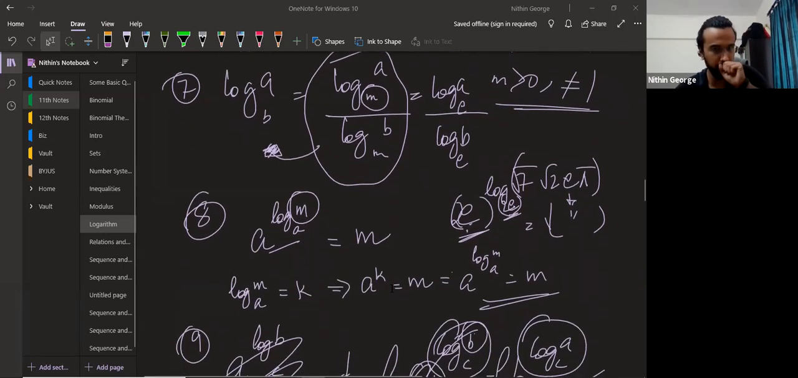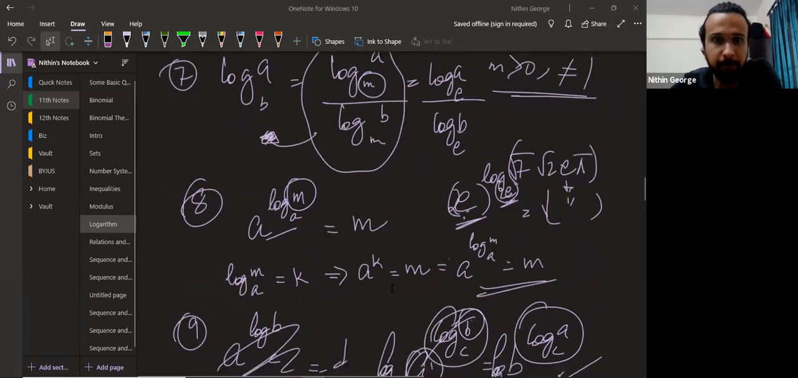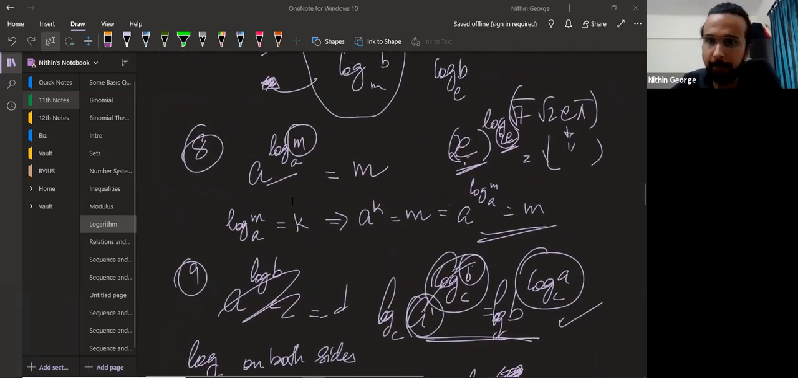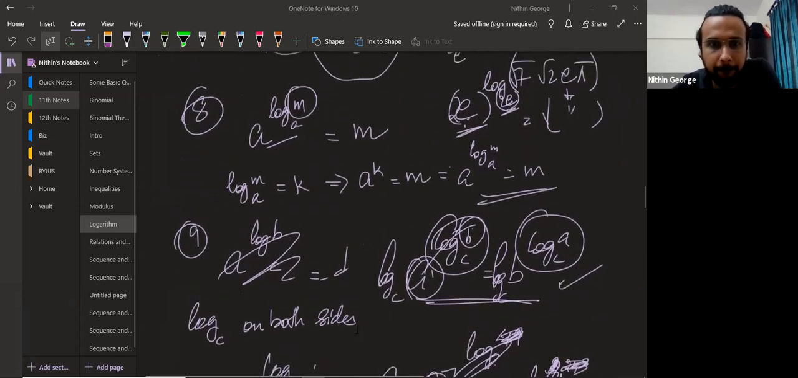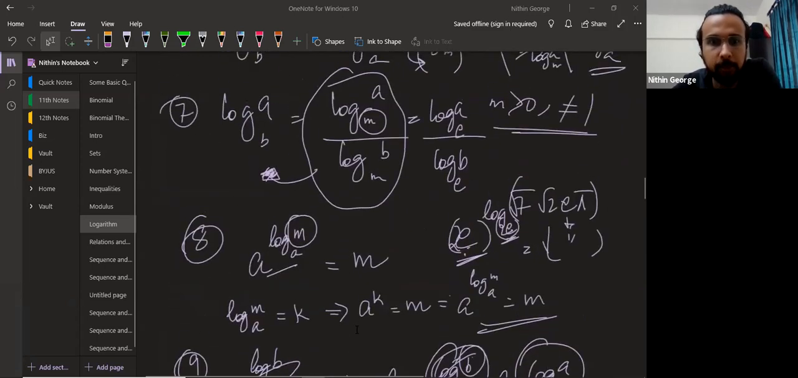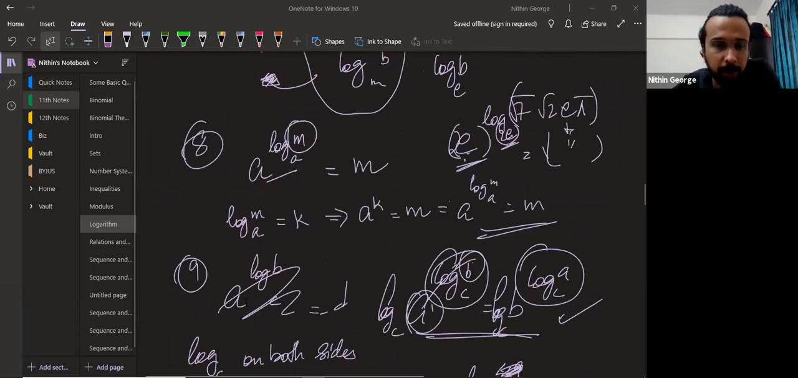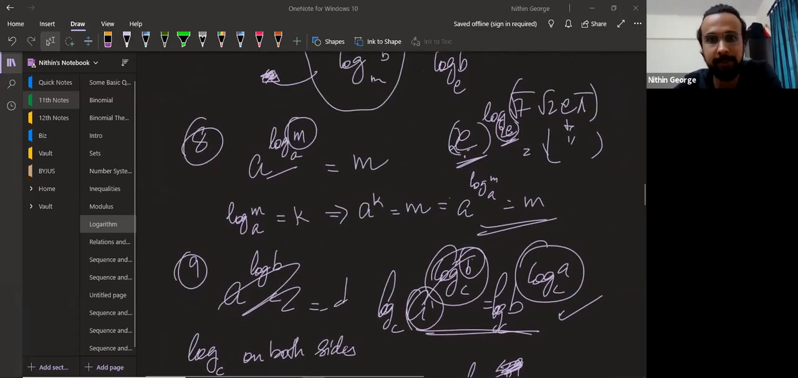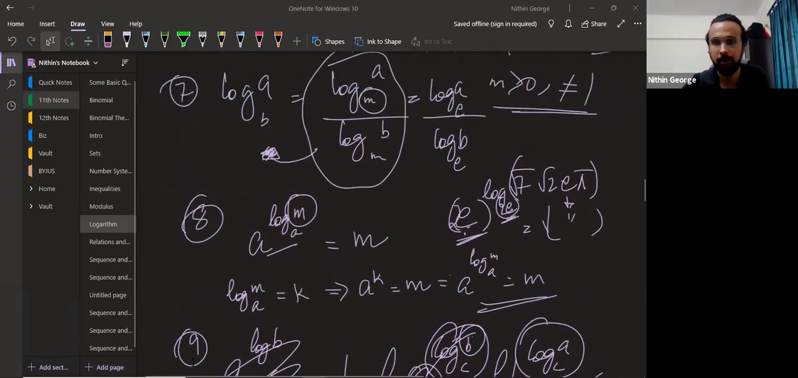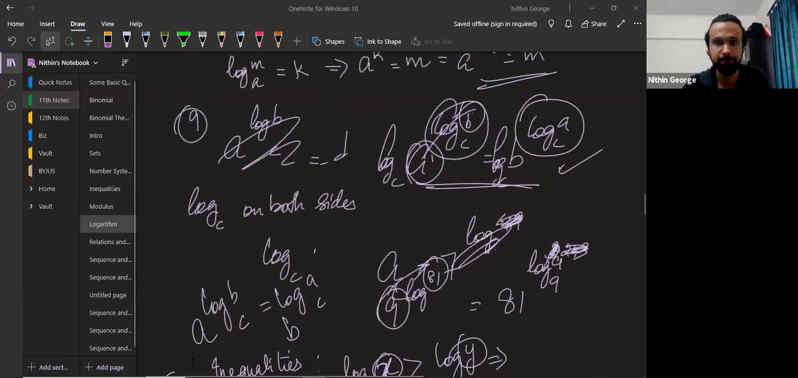Now, A raised to log m to the base A is equal to m. That's another property. This is actually pretty useful for calculations. Then, this was an important property. A raised to log B to the base C equal to B raised to log A to the base C. This A and B, you just interchange, nothing will happen. All right, that's the idea.